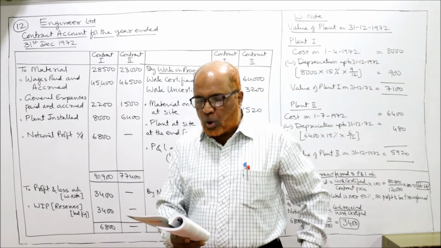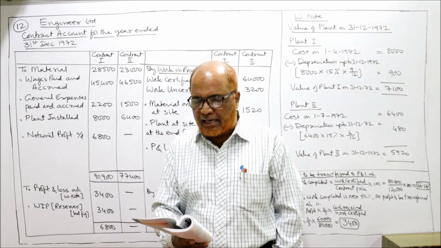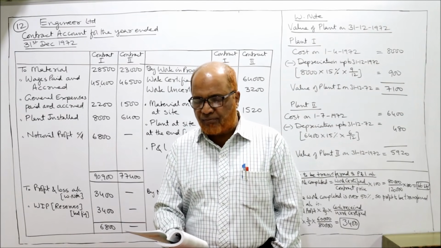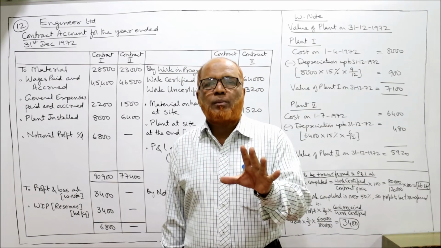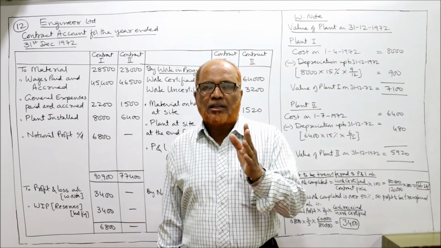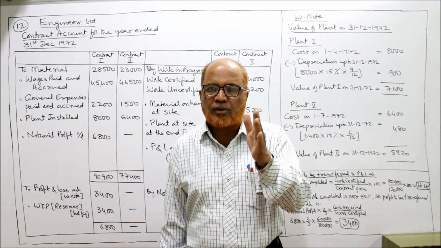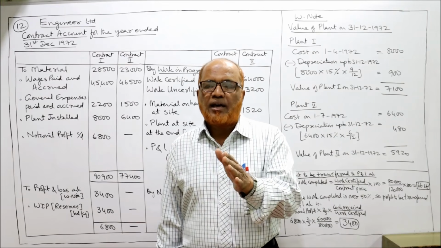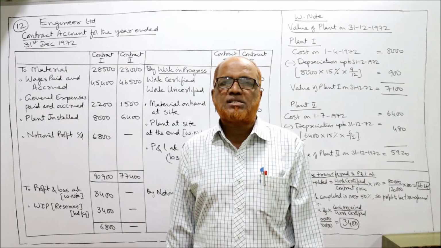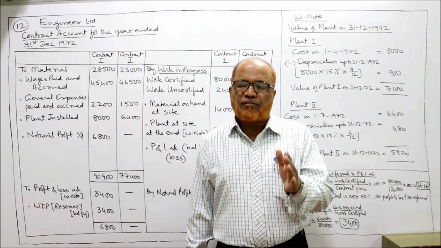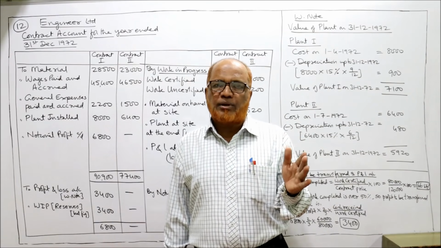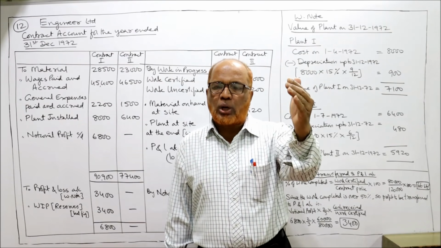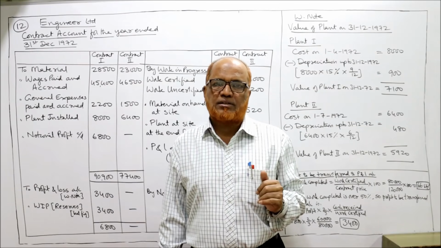Engineer Limited undertook two contracts on 1st April and 1st July respectively in 1972. Their accounts showed the following position on 31st December 1972. This is the first problem where we are having two contracts. The contractor started the first contract on 1st April and the second contract on 1st July, and the accounts are closed on 31st December. So how many months? The first contract ran 9 months, from 1st April to 31st December. The second contract ran from 1st July to 31st December, 6 months.